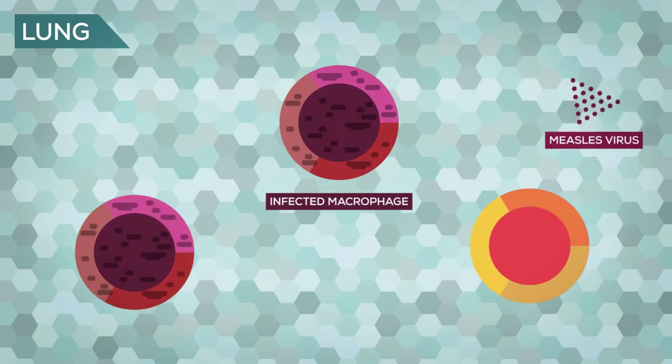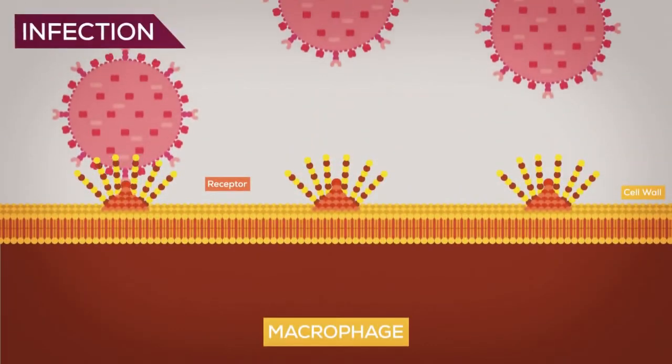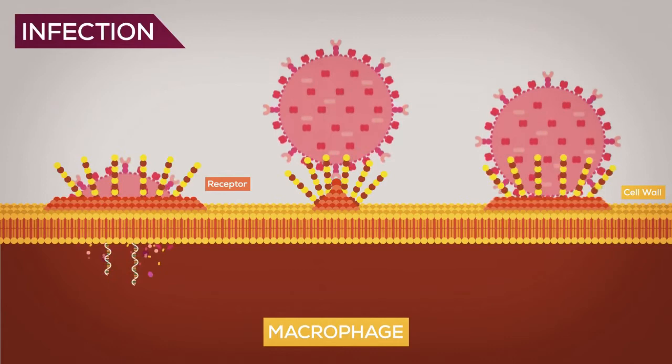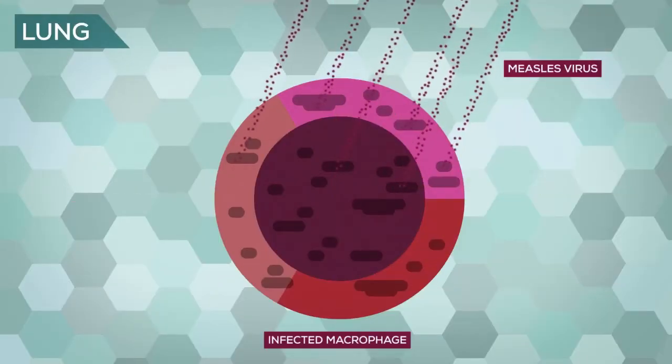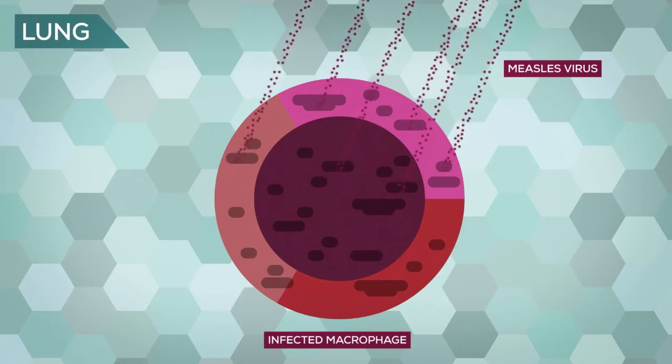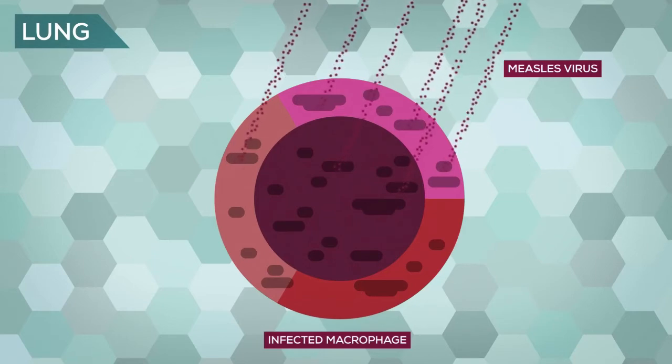They enter a cell and take it over. The virus reprograms the cell and transforms it into a dangerous virus production center. Once a cell is filled with viruses, they leave the crippled cell and begin the cycle over again.